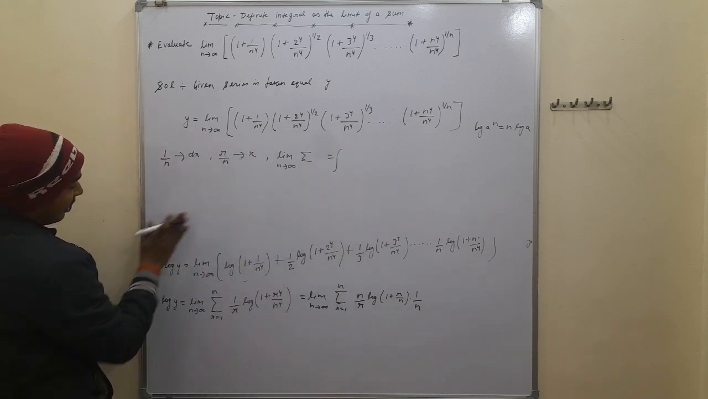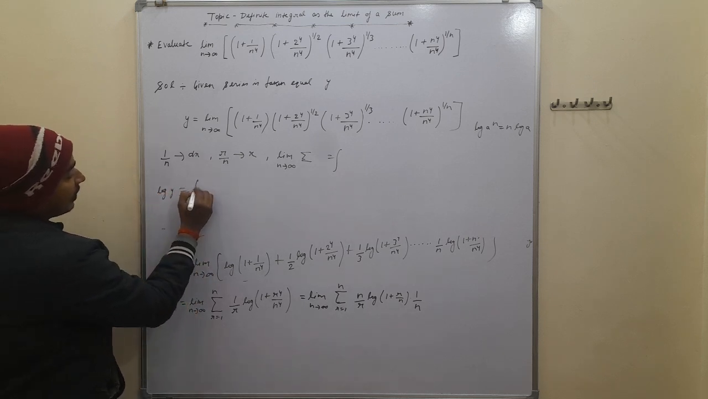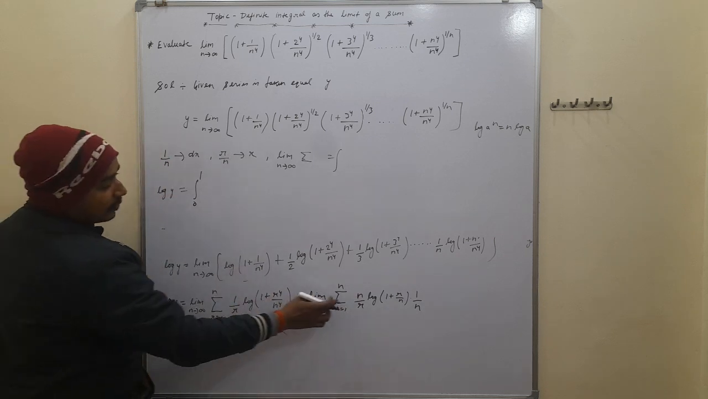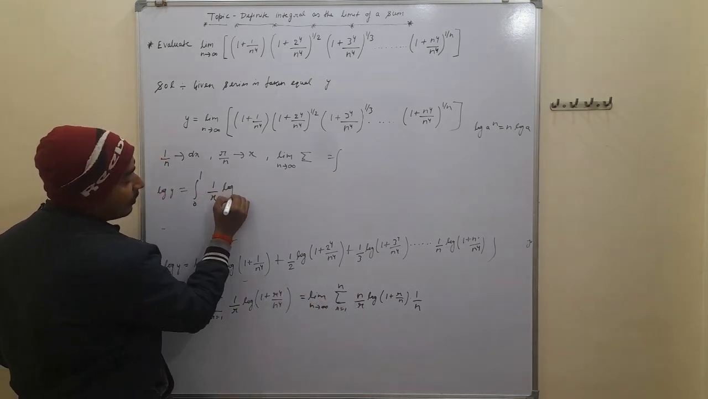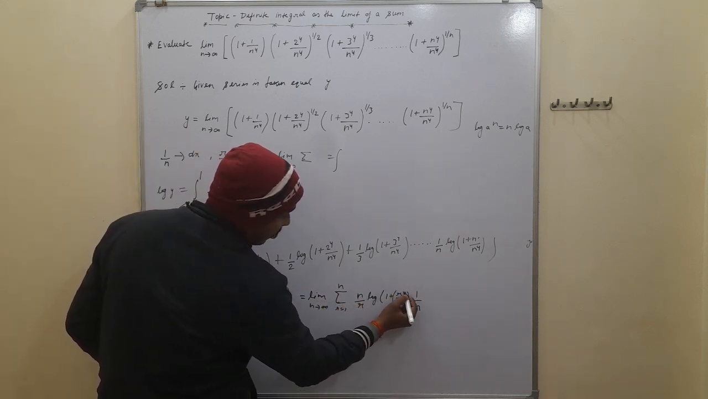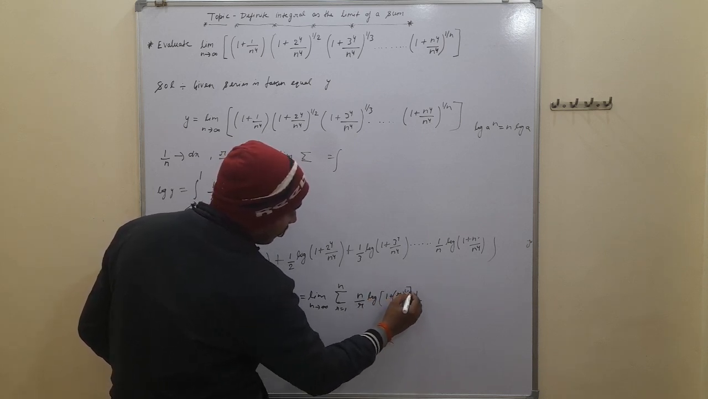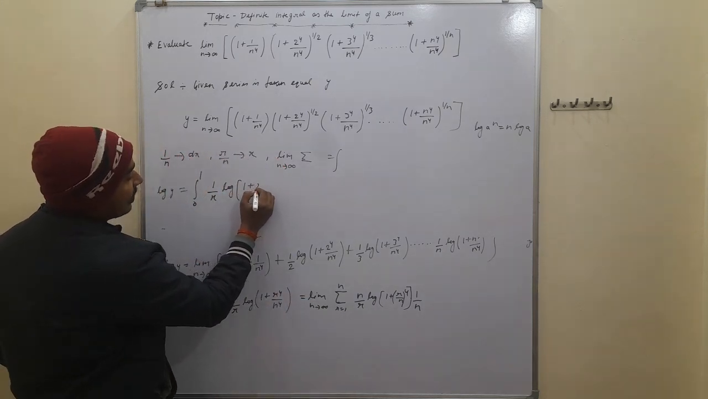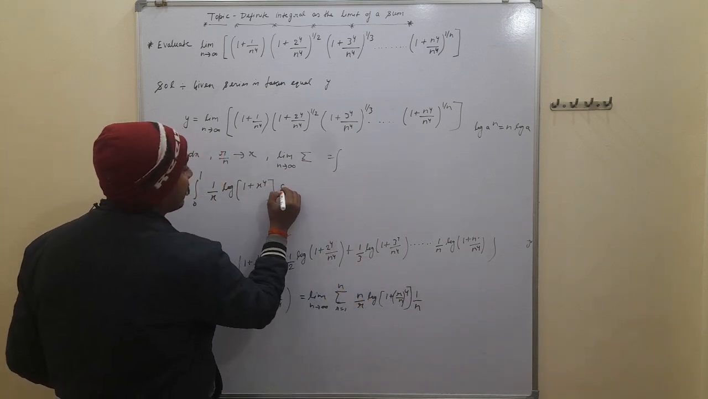So we have to put here log y is equal to the integral with limit 0 to 1, and here in place of n by r, where r by n is x, we write 1 by x, and log of 1 plus r by n whole power 4, so we put in place of log here 1 plus x to the power 4, and in place of 1 by n we write here dx.